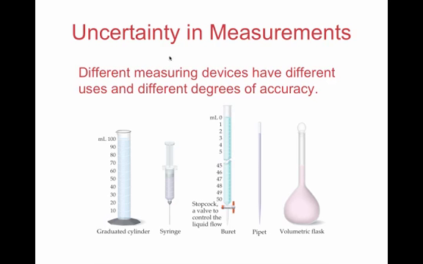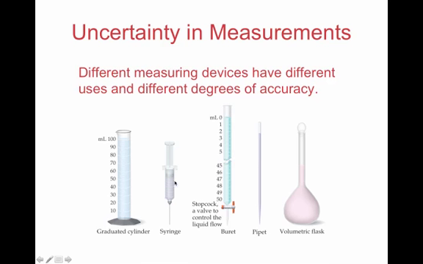Now, we have a graduated cylinder, which is not the most precise instrument. We have different measuring devices with different uses and different degrees of accuracy. Typically, if we're working in one of our labs, we'll be using the graduated cylinder, which is not quite as accurate as we want it to be, but it works for most of our purposes. The syringe is typically used for measuring out measurements, so it's fairly precise.